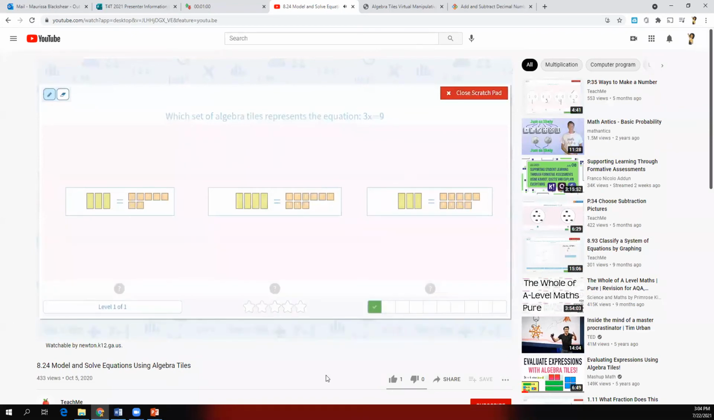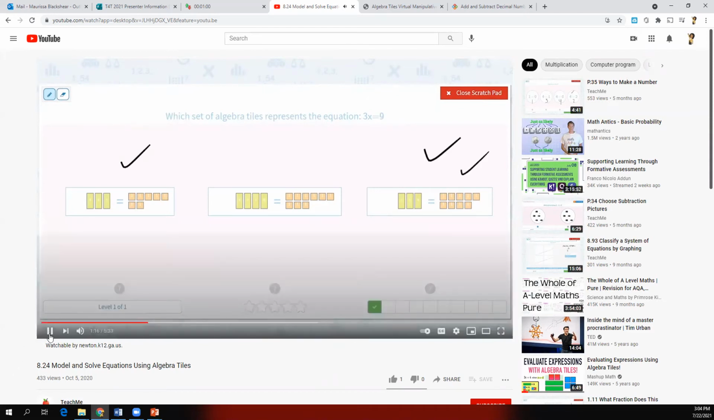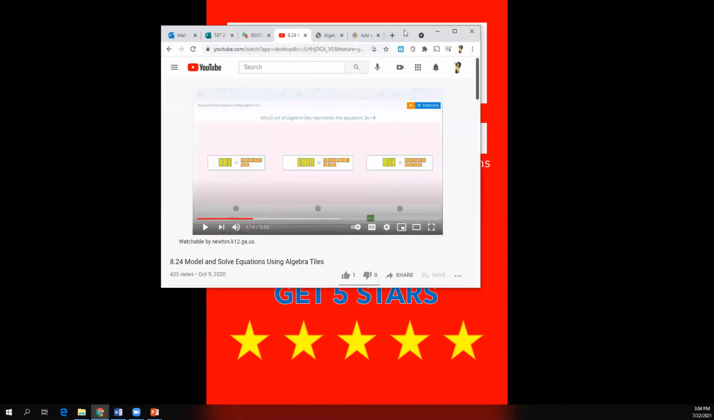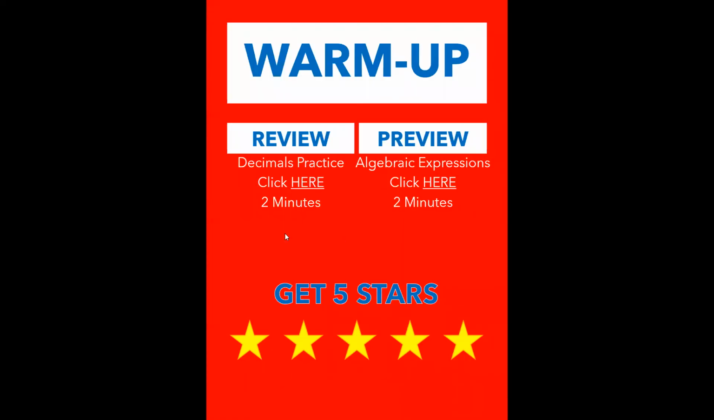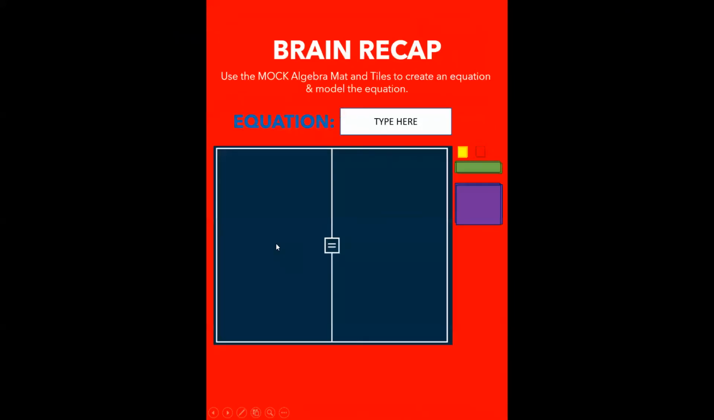Well, 2 of them do. This one and this one. Which one has 9 ones? Well, this one has 7 ones. This one has 9 ones. So it's that one. So 3x equals 9. So these are just different ways that you can introduce the concept before you give them the practice.